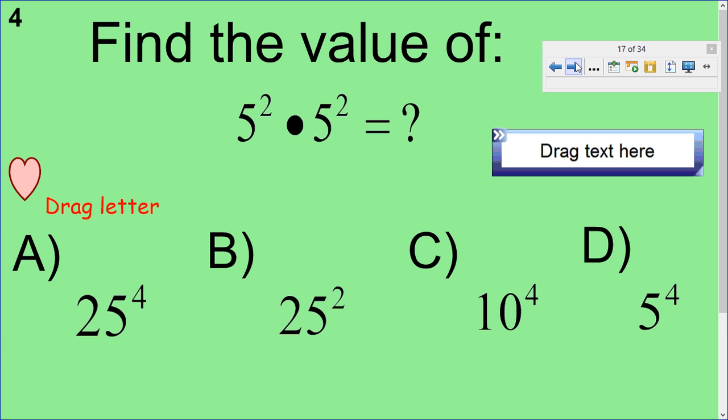So let's practice. Find the value of 5 to the second power times 5 to the second power. What do you think it is? A, 25 to the fourth power. B, 25 to the second power. C, 10 to the fourth power. Or D, 5 to the fourth power. Give you 30 seconds.